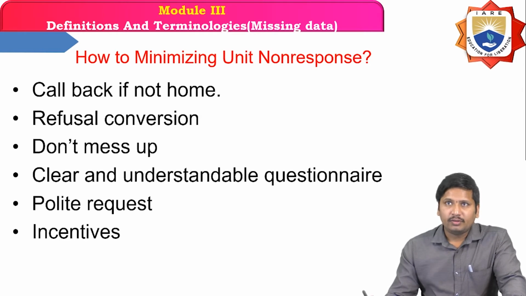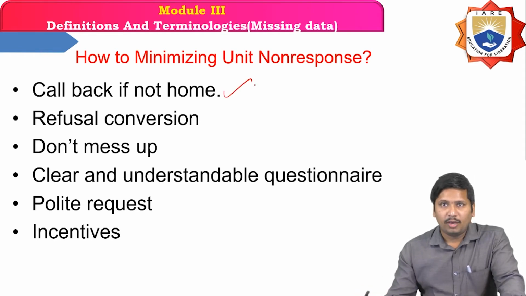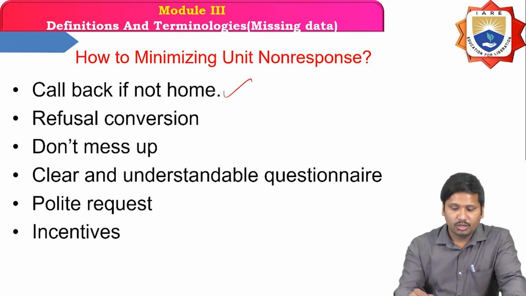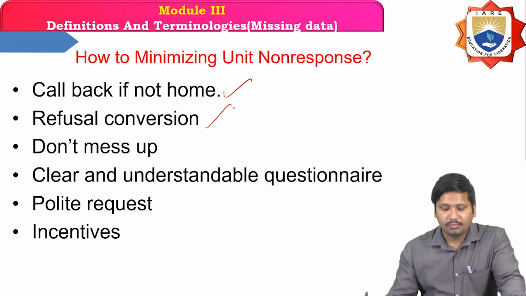For that, we have callbacks if the person is not at home. Suppose I went to a friend's house to get the details for a particular application, and at that time he is not available. What do I have to do? I have other options, like a callback if he is not at home, refusal conversion, and don't mess up. Then clear, understandable questions have to be asked to the respondents or interviewees so that the person is able to understand them, along with polite requests and incentives. So these are some of the ways to handle unit non-response missing data.